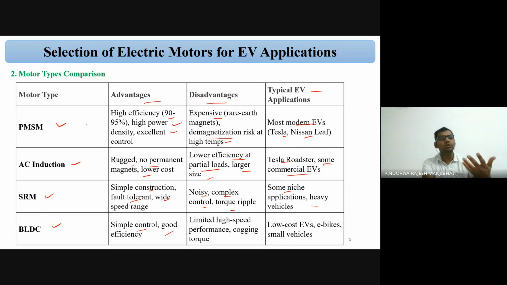PMSM and BLDC are both very good efficiency motors. A disadvantage for the BLDC motor is limited high speed performance, and cogging torque. Low cost EV companies use it for e-bikes and small vehicles. So these are the typical comparisons while selecting a motor, correct? We have to take care of these advantages and disadvantages for the selection of the electric motor.